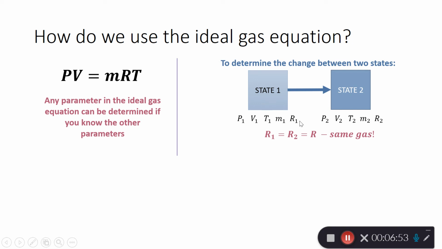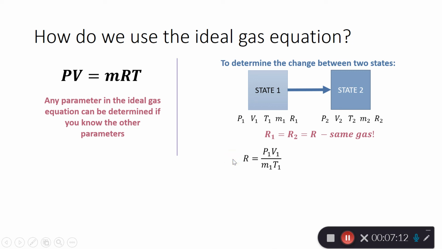It will have a certain value of R. And in state 2, it is still oxygen, so it will have the same value of R as in state 1. Therefore, R1 equals R2 equals R. We just simplify it and call it R because it's the same gas. Now, you rearrange this equation for each state.